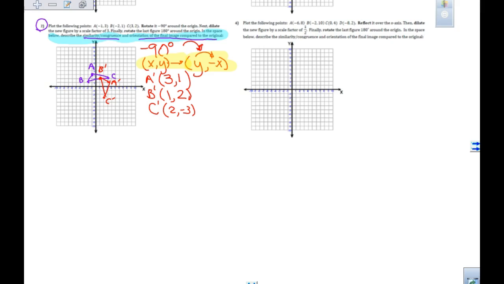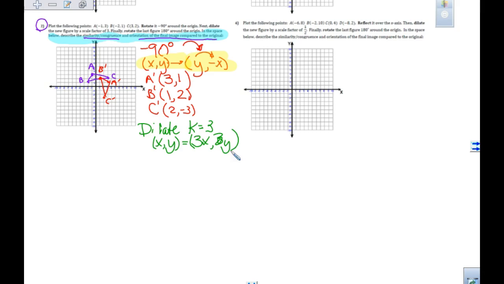So we now want to switch, and we are now doing our next step that says, oh, we got to dilate with a scale factor 3. So I'm going to dilate with scale factor 3. I'm going to put down what I'm doing. Dilate. K equals 3. That means (x, y) changes to (3x, 3y).